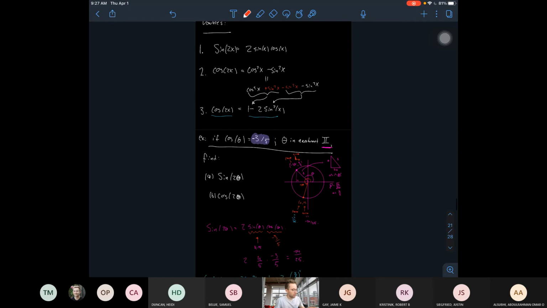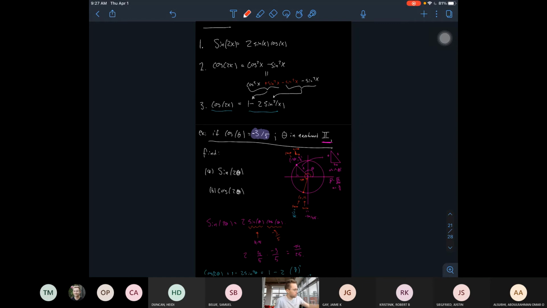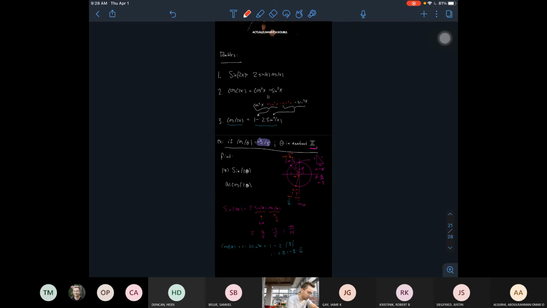Any questions about these double angle formulas, or about the example problem? Okay, seems like no questions about these.